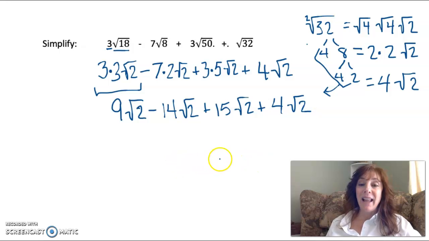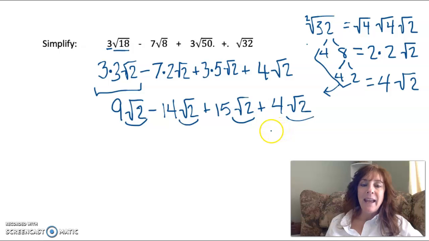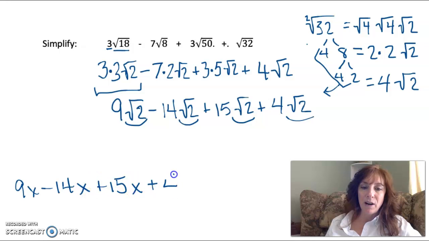Wow, now I have like terms. Every term in this expression is expressed in units of square roots of 2's. I can treat these radicals like they were an x, kind of like 9x minus 14x plus 15x plus 4x. I could think of those square root of 2's as these x's.